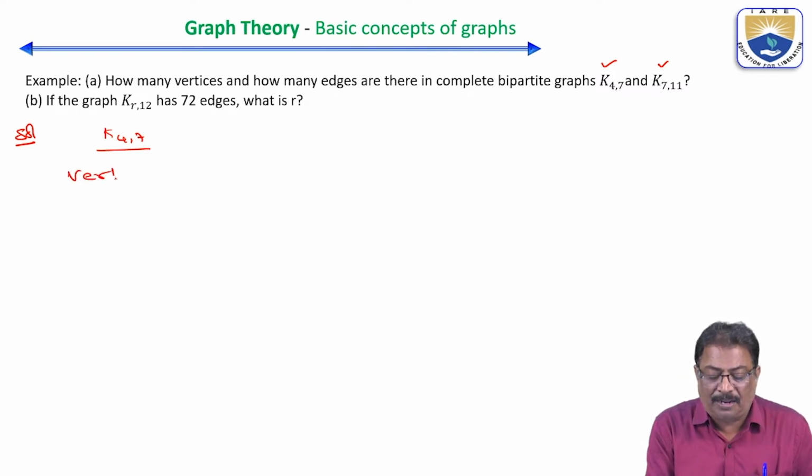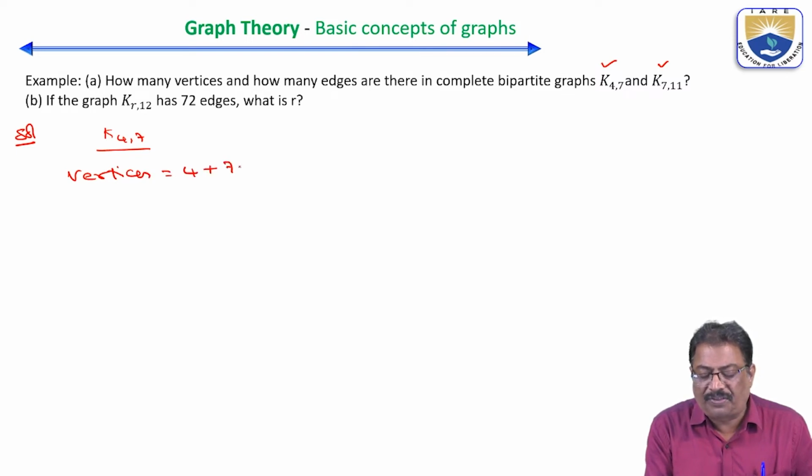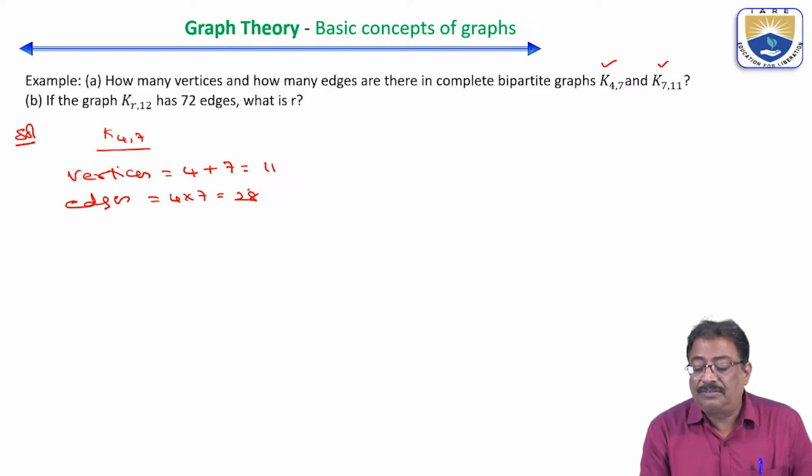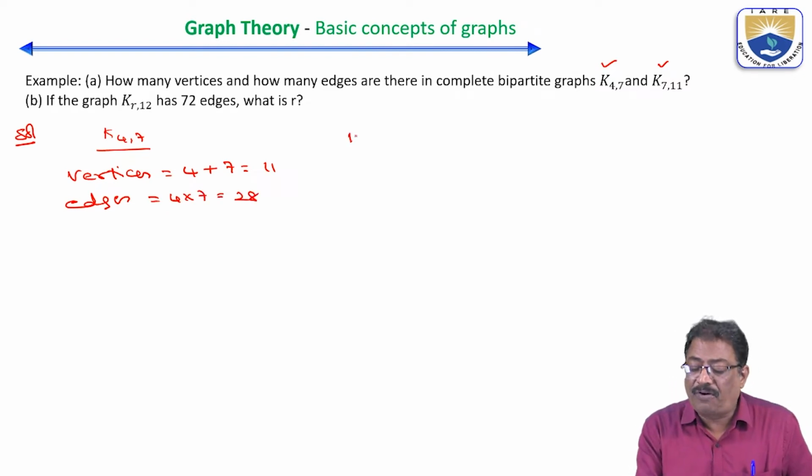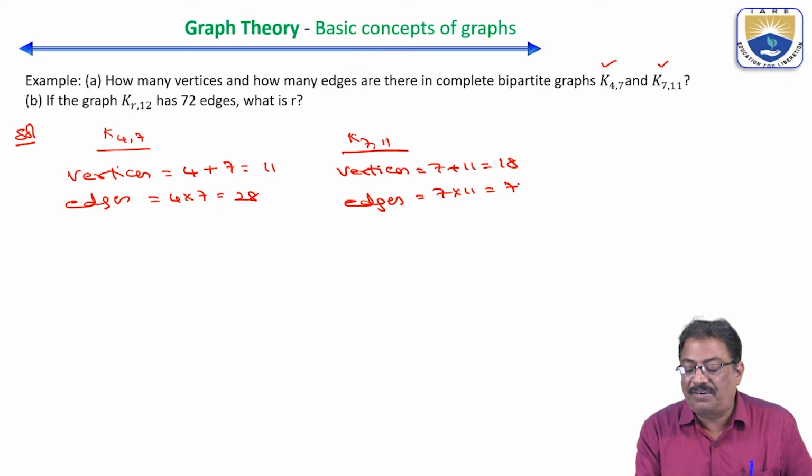For the vertices, we just add the subscripts, so it has 11 vertices. The edges are 4 into 7, which is 28. Similarly for K7,11, the total number of vertices is 7 plus 11, which is 18, and the total number of edges is 7 into 11, which is 77.